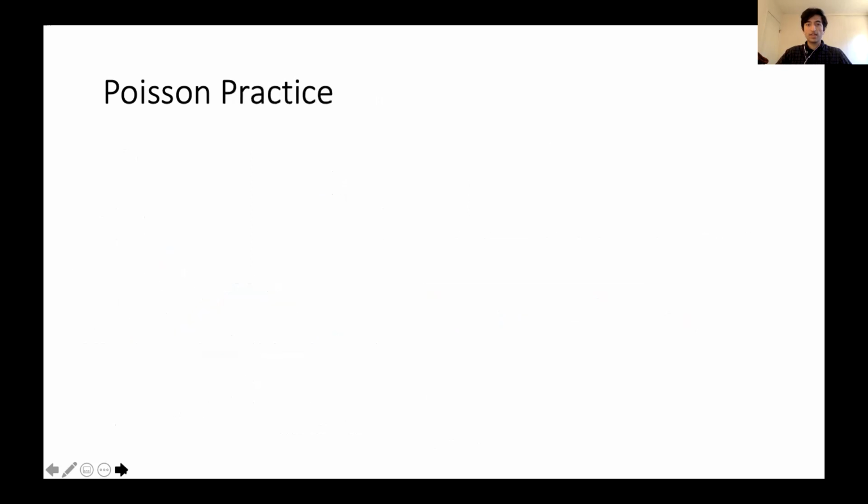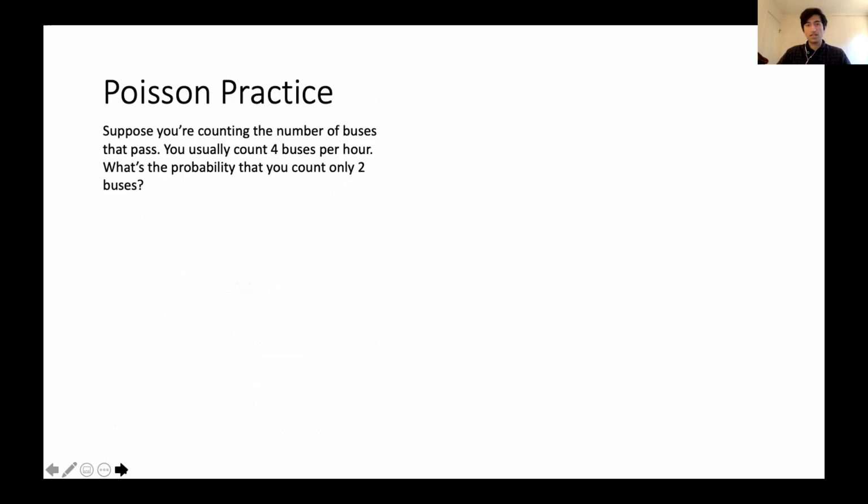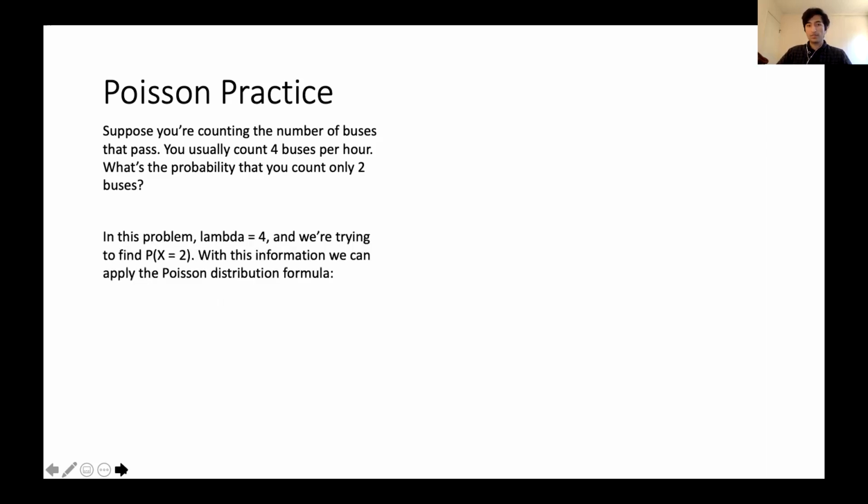Next, I just want to go over a few practice problems so that you get a little bit of intuition on how to use the Poisson distribution in general. First, let's suppose that you're on the sidewalk or something, and you're just counting the number of buses that are passing you every hour. So if you count that 4 buses are arriving, what is the probability that in the next hour you'll only count 2 buses? We can model these arrivals as Poisson arrivals. And in this case, lambda is 4 because you're counting 4 buses per hour.